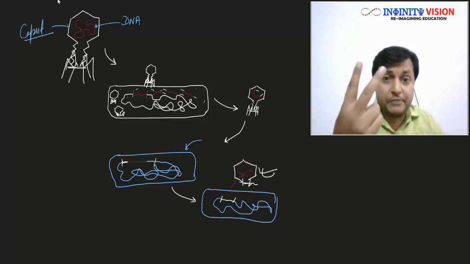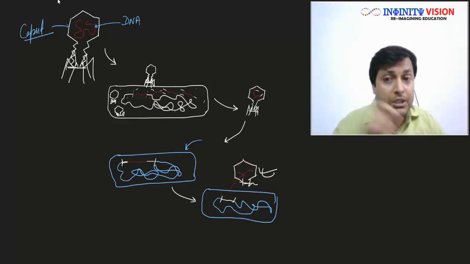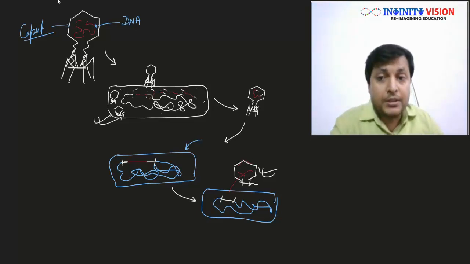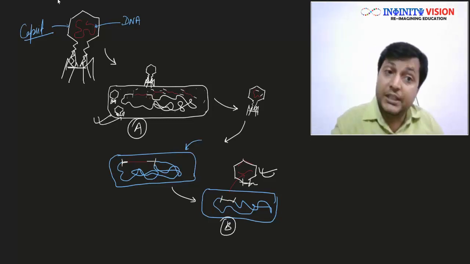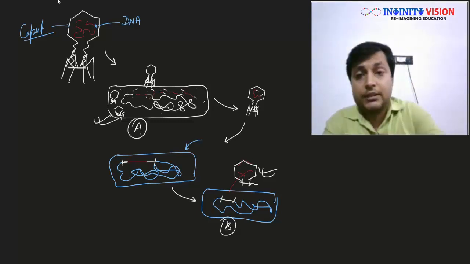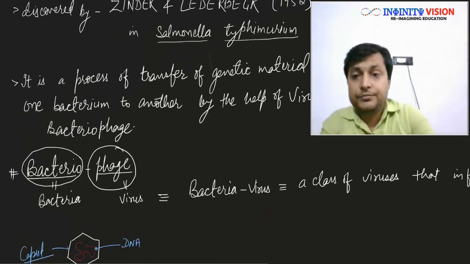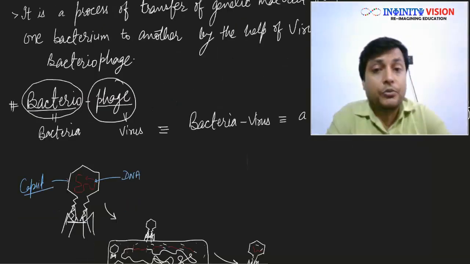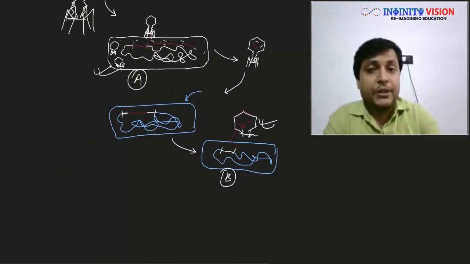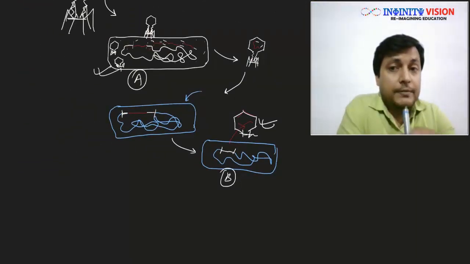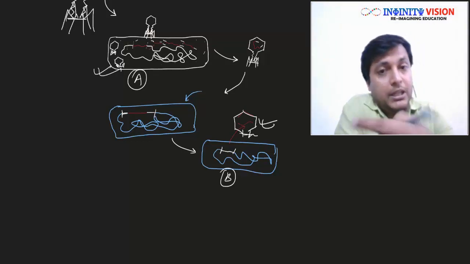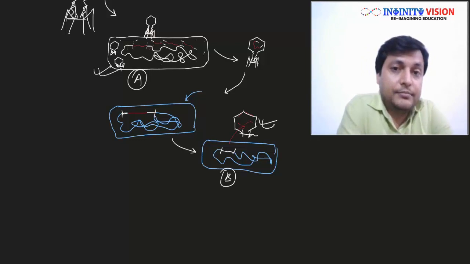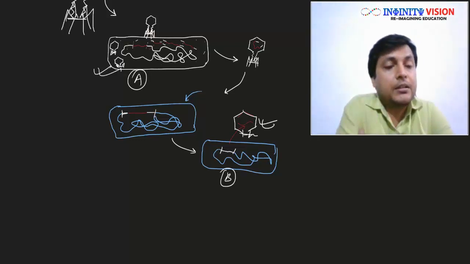2 bacterial infections, and in due course what happened, the gene from this bacteria, say A, is transferred to bacteria called B, right? Can you see now the definition? The transfer of genetic material from one bacterium to another with the help of virus, that has happened. So the genetic material from bacterium A is transferred to bacteria B with the help of this bacteriophages. And this is what happens in case of transduction.